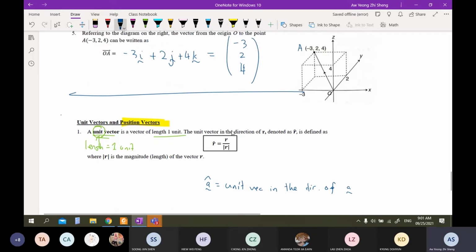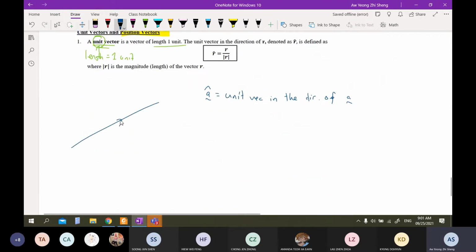You can imagine this. If my vector r has a length of 5 units, and I want a unit vector in the same direction as r, then I just need to shrink the length. I just need to get a much shorter vector, 1/5 the length of r. This will be the unit vector in the direction of r.